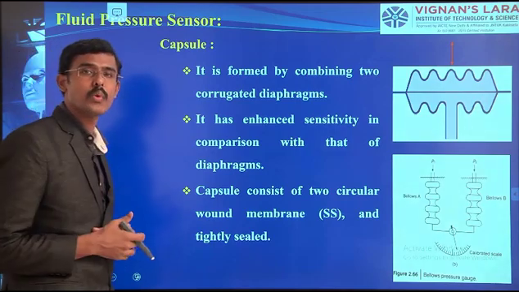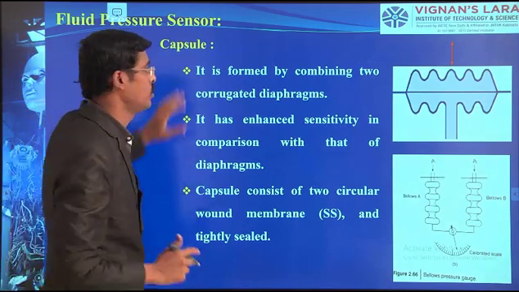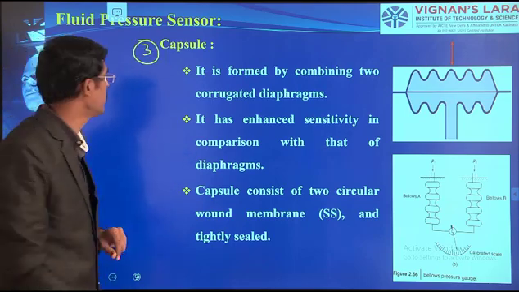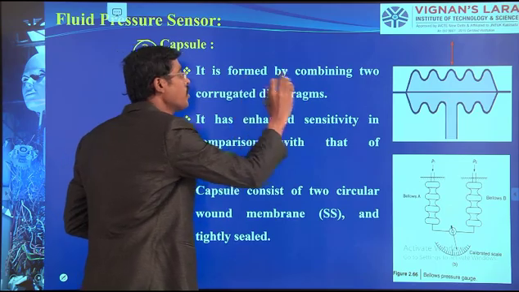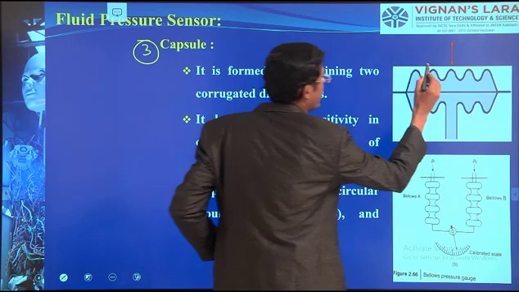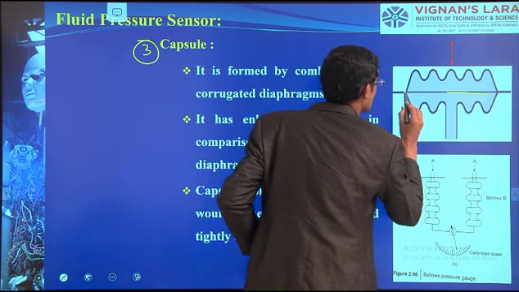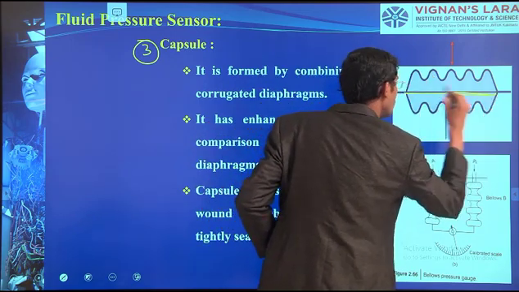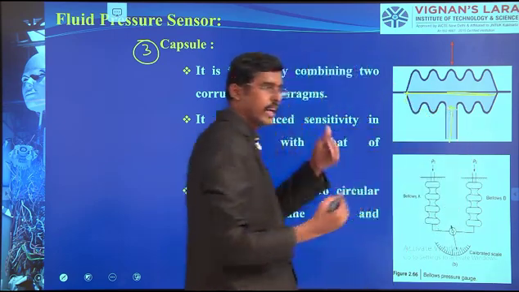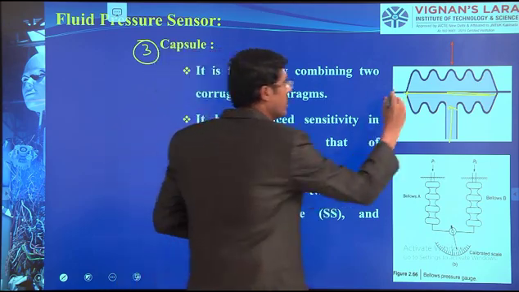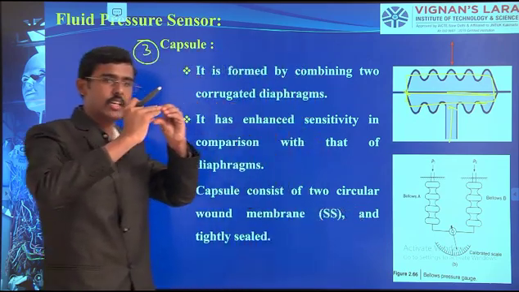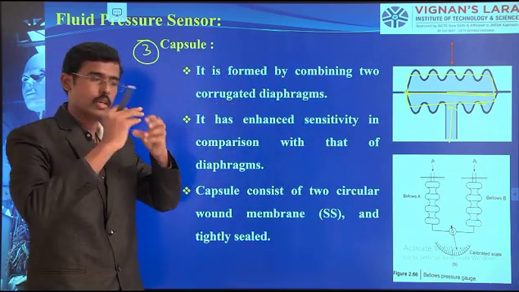The next one we are taking here is the capsule, the third one. How is it formed? It is formed by combining two connected diaphragms. So here we have taken one diaphragm. Already we have kept it, and the force is applied here, and we have now connected the two diaphragms in such a way that it is converted into a closed capsule.